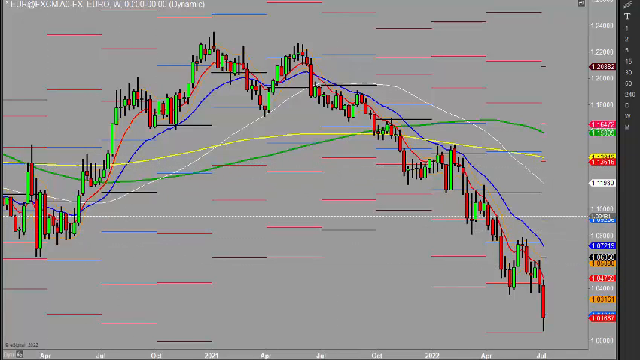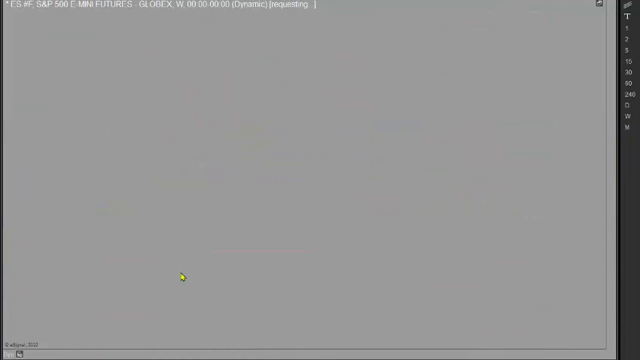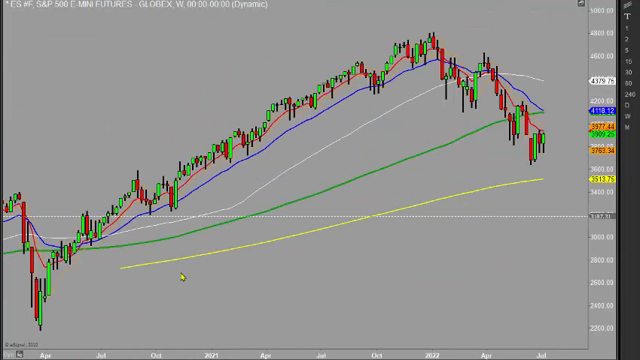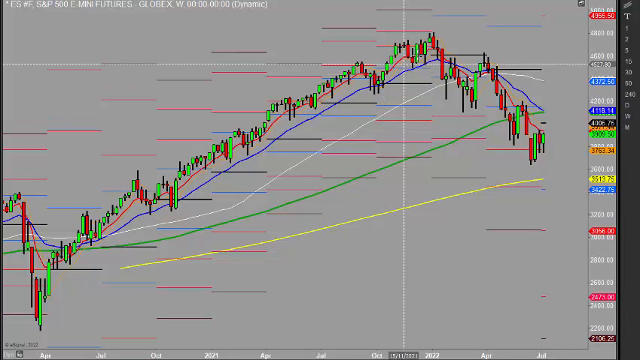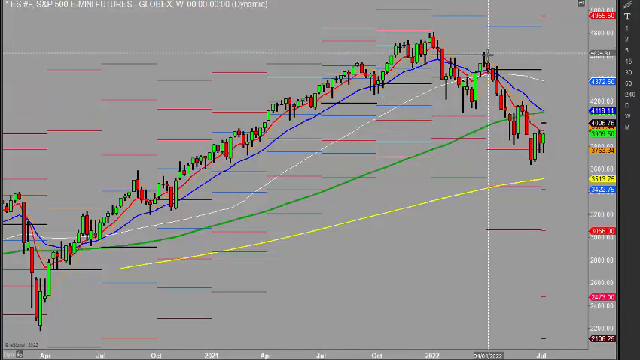I'll just put up the S&Ps on here to show you. Hopefully I've got enough data on here for the S&Ps. There we go. So on this bigger picture, weekly comes back, tests underneath the main quarterly pivot, sold off. When it's below the quarterly pivots, it's seen as being bearish. Above the quarterly pivots, very much bullish.